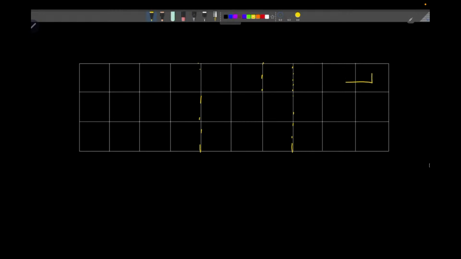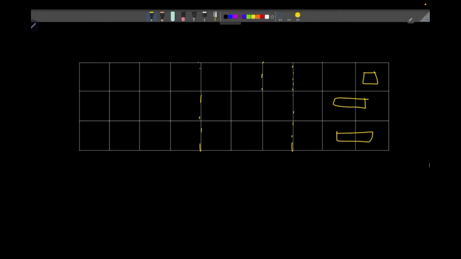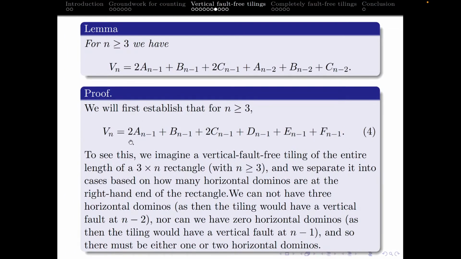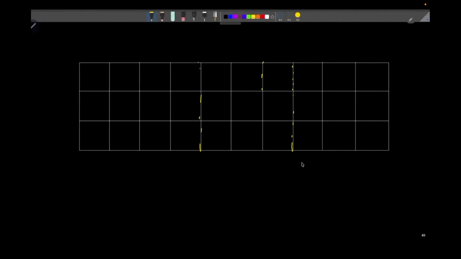Depending on the number of horizontal dominoes and their position, this is an A profile with some stuff added here, or if the domino was placed here, it would be a B profile. It could be a D profile if there are 2 dominoes at the end placed like this, so there has to be a square here and a domino here. So this is a D profile. Basically any vertically fault free tiling has to end in one of these profiles, either A, B, C, or E, F, D, F.